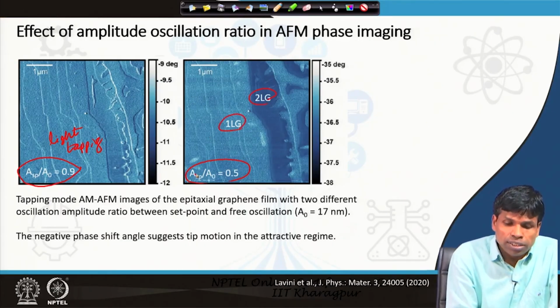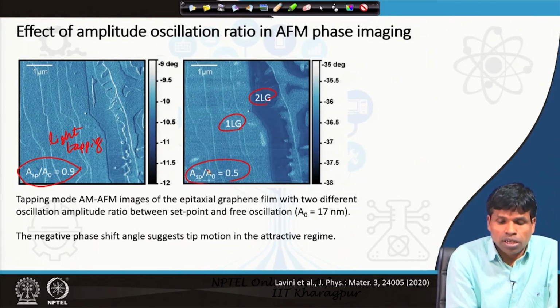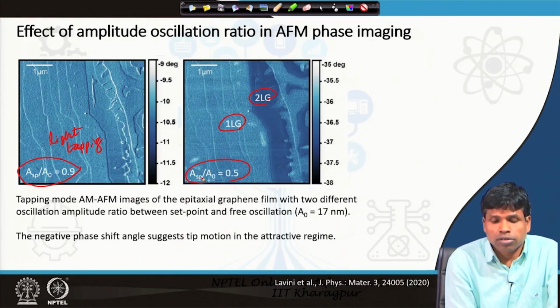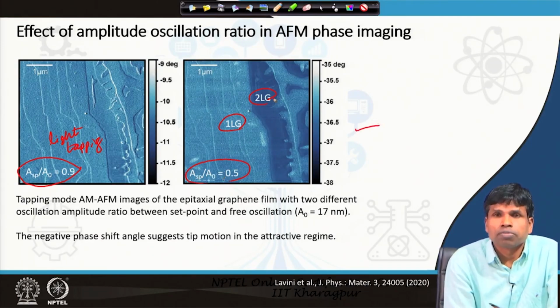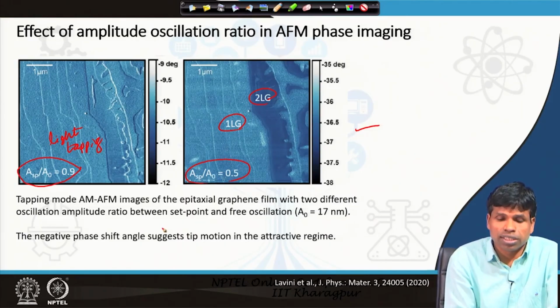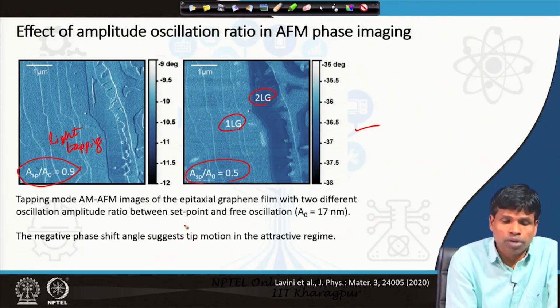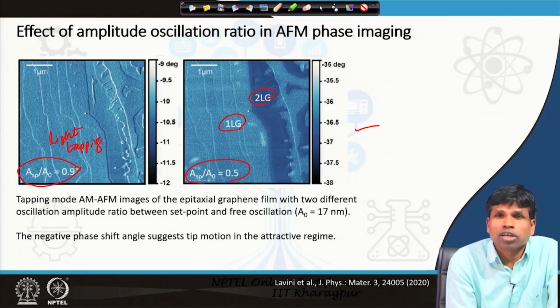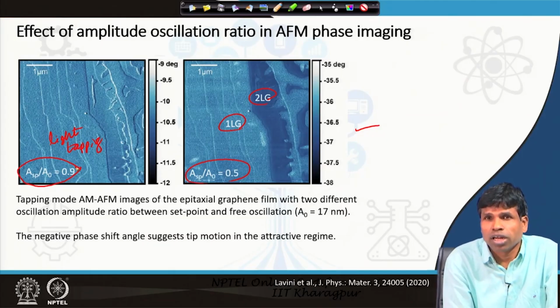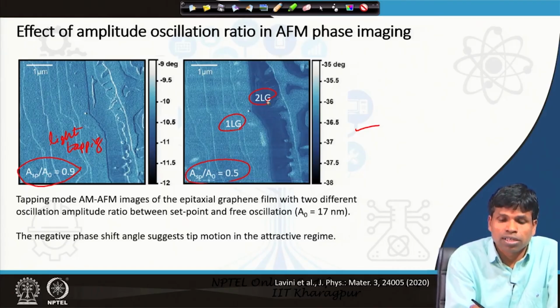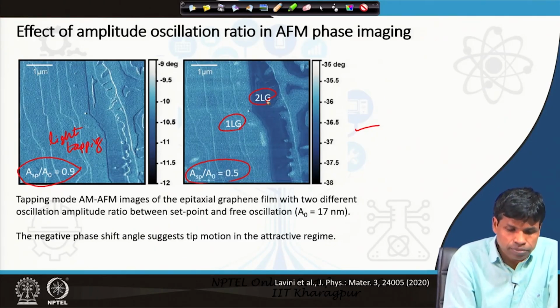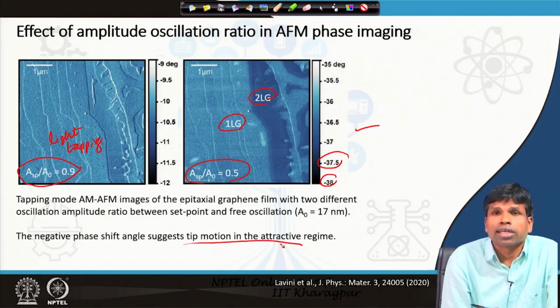So, by changing this ratio of the set point amplitude to the free cantilever oscillation amplitude, we can notice the two different phases in the sample. So, in case light tapping does not produce enough contrast difference, then a hard tapping can be utilized to get the contrast difference or clear phase difference in the AFM image. As these are negative values, they suggest the tip motion in the attractive region.